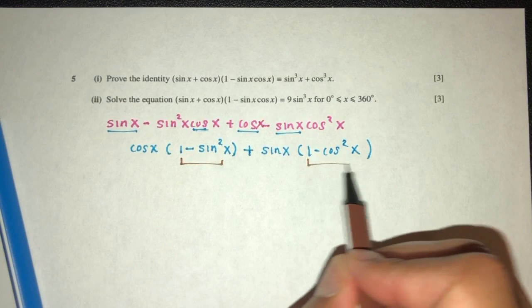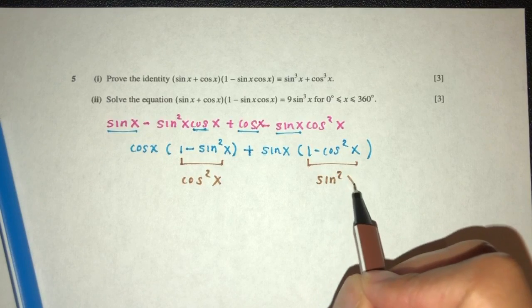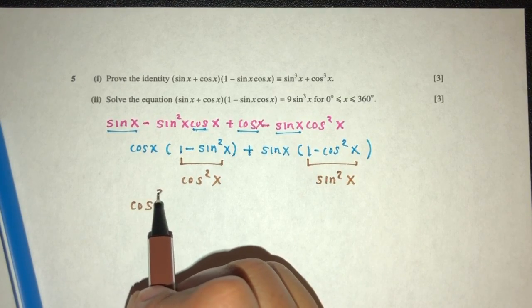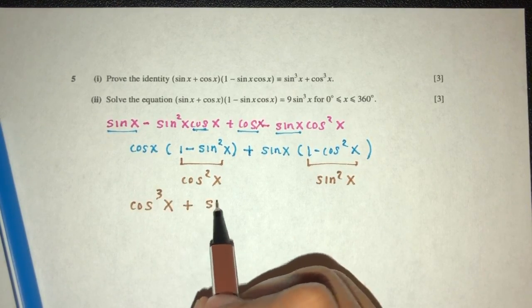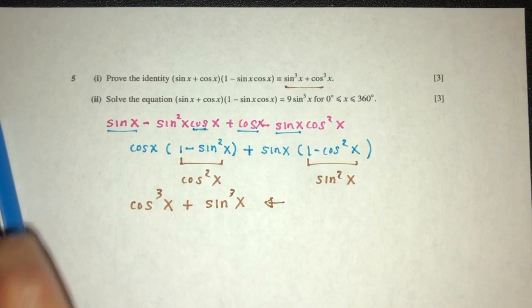What is this and what is this? This is simply cos square x, and that is simply sine square x. That will become cos cube x plus sine cube x. This is shown as required. Same thing, right? That makes sense.